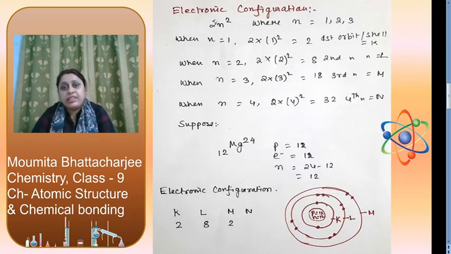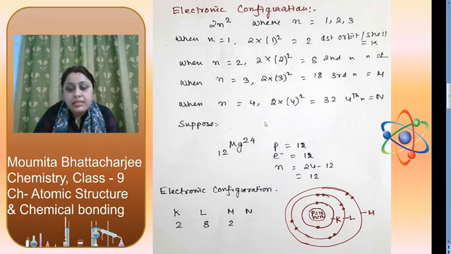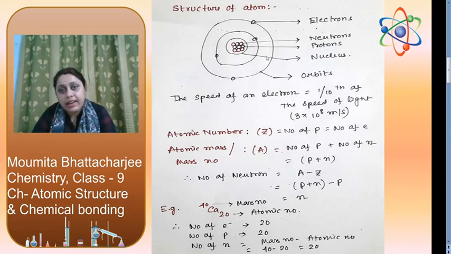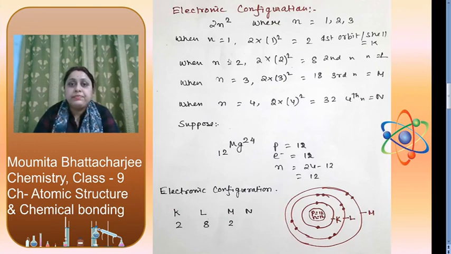Next, electronic configuration. What is electronic configuration? Electronic configuration means arrangement of the electrons in different orbits or different cells. Before this, I forgot one thing to say, that these orbits have different energies. The smaller, inner ones have lower energy, and the outer ones have higher energy. When an electron gains energy, it will jump from a lower energy to a higher energy level, and when it loses energy, it will jump from the higher energy level to the lower energy level.